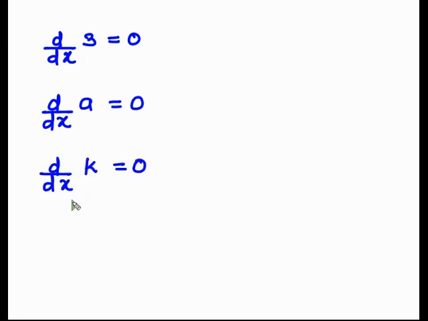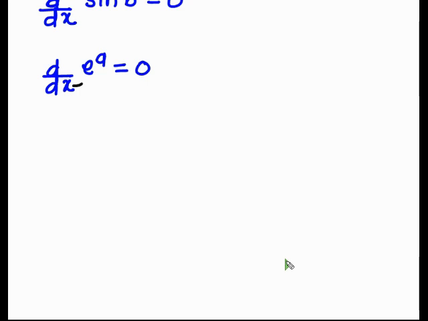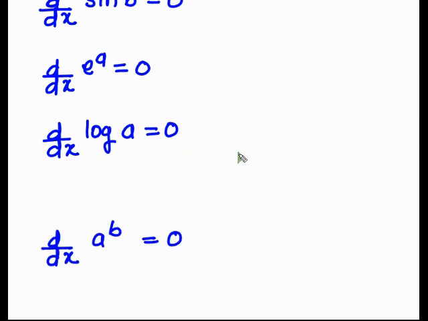Derivative of k with respect to x is again 0 because there is no x in k. Derivative of sin b with respect to x is again 0 because there is no x in sin b, so the derivative is 0. Derivative of e raised to a: the variable is x and there is no x in this, so the derivative of e raised to a is 0. Derivative of log a with respect to x, there is no x, so it is 0. Derivative of a raised to b with respect to x, there is no x, so it is 0.